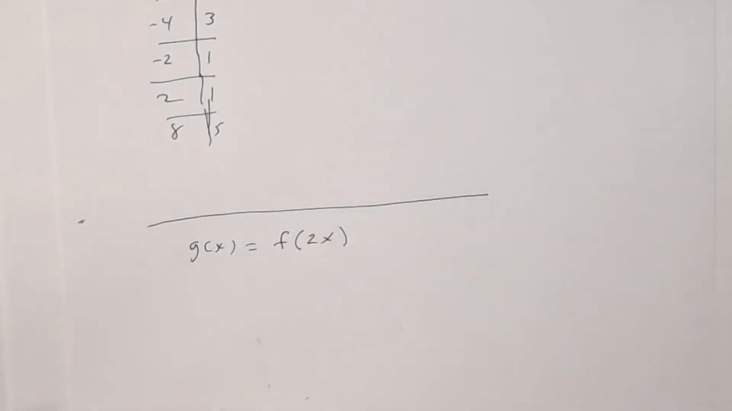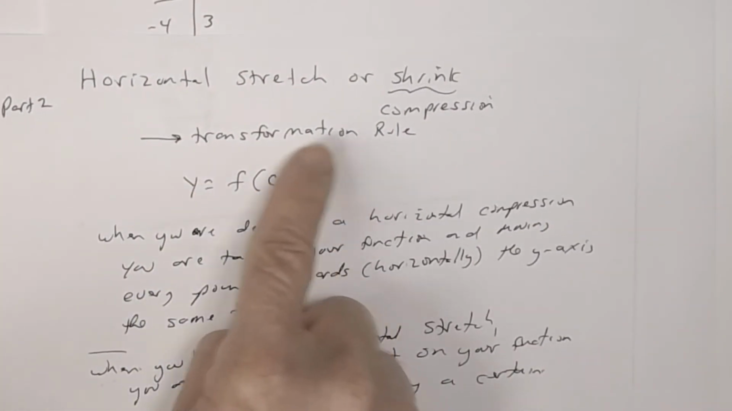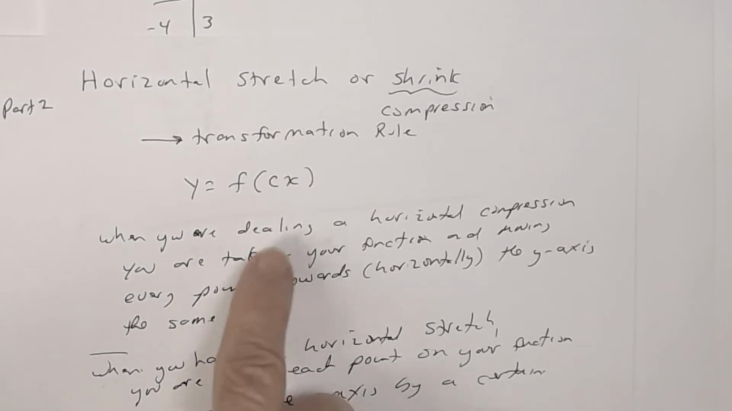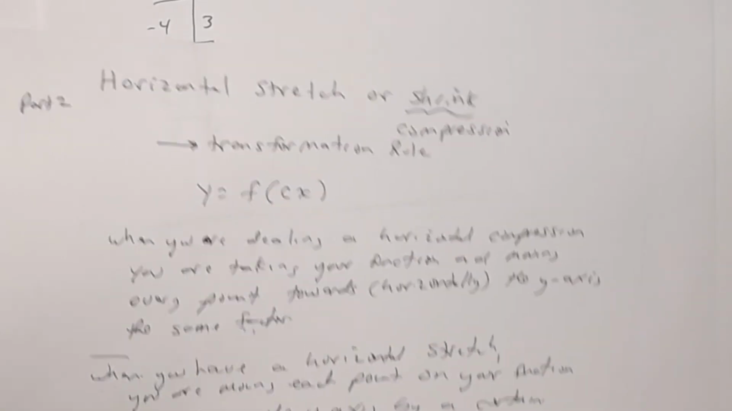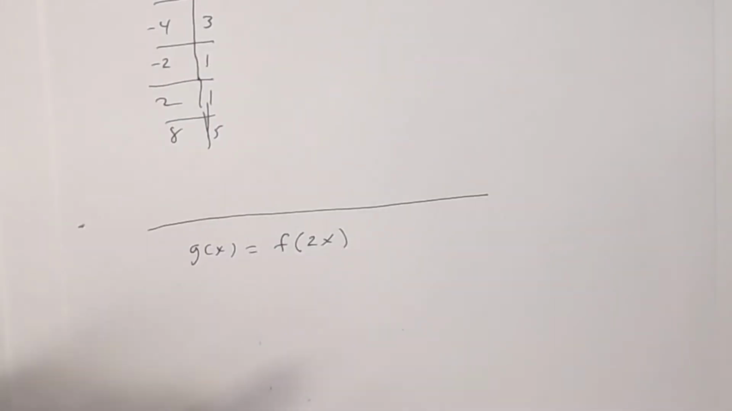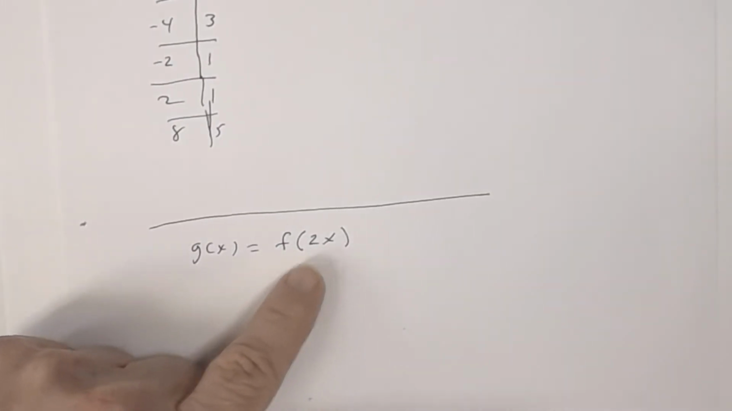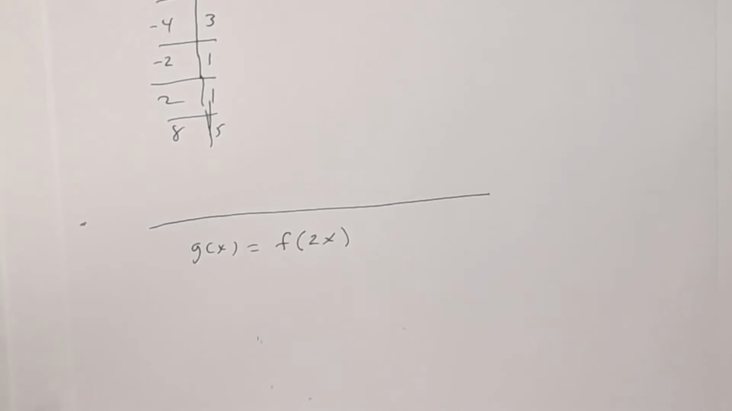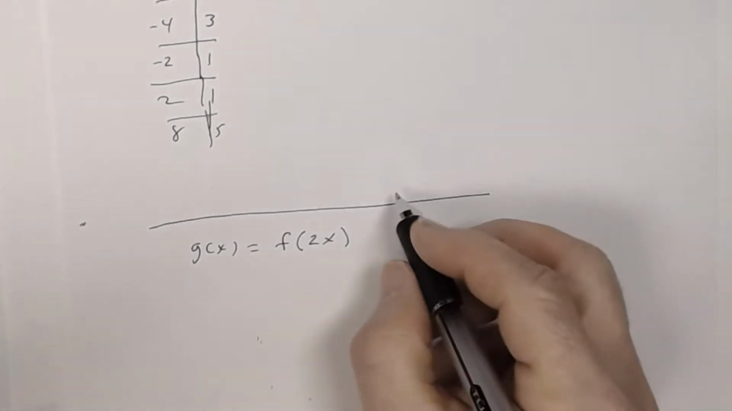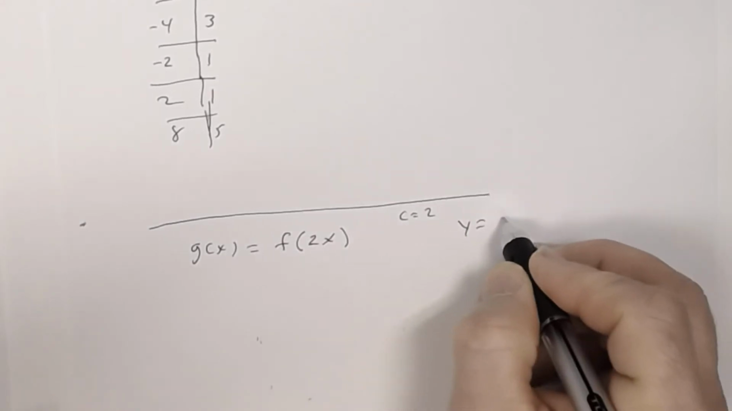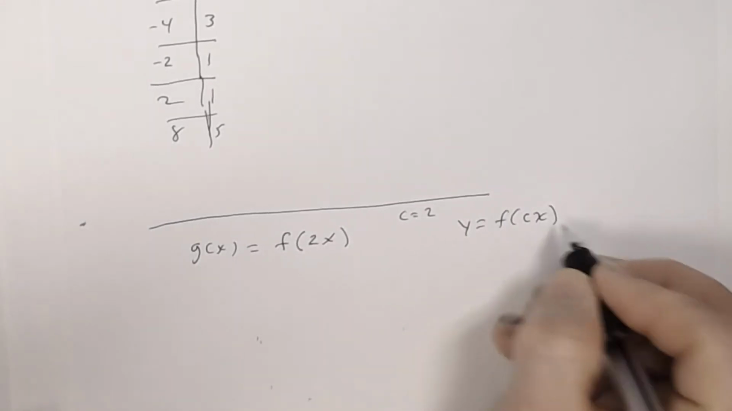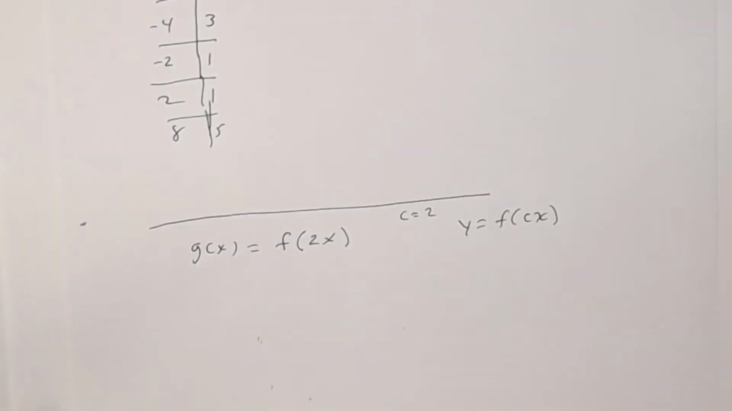Now remember, when we began here, we talked about how when you have a transformation that's a horizontal stretch or horizontal shrink, we have this thing here, f of cx. So c in this case is what number? C is 2. So that's going to be important in our discussion in a little while. Keep in mind that in this case, c is 2. So remember, this is y equals f of cx. That's when we have a horizontal stretch or horizontal shrink.